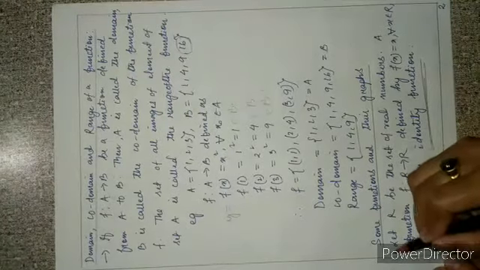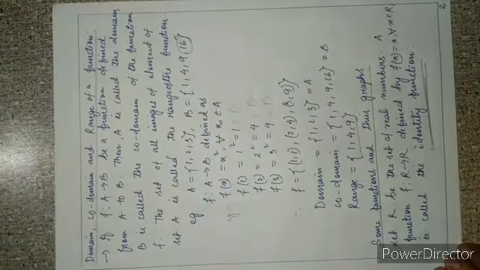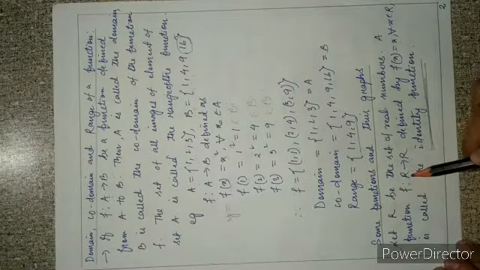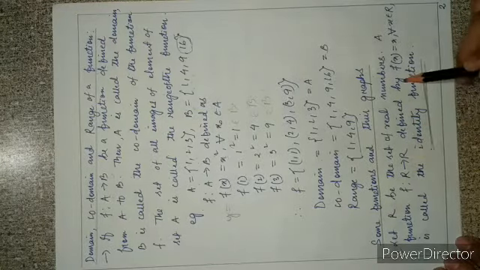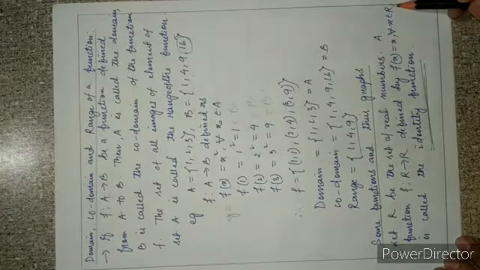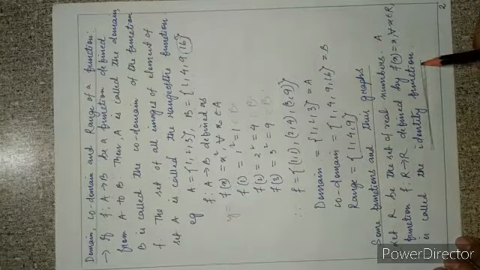Number 1, types of functions. Number 1 type is identity function. A function f defined from the set of real numbers to the set of real numbers, defined by f(x) is equal to x for all x belongs to R, is called the identity function.